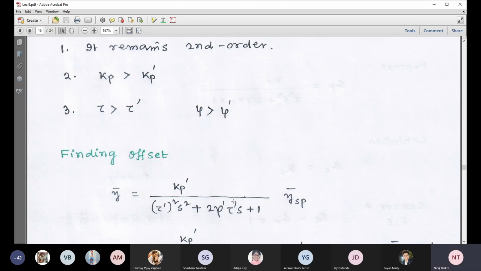You may consider unit step change instead of A by S. You can consider 1 by S. Anyway, whatever may be. You can consider Ysp equal to 1 by S.